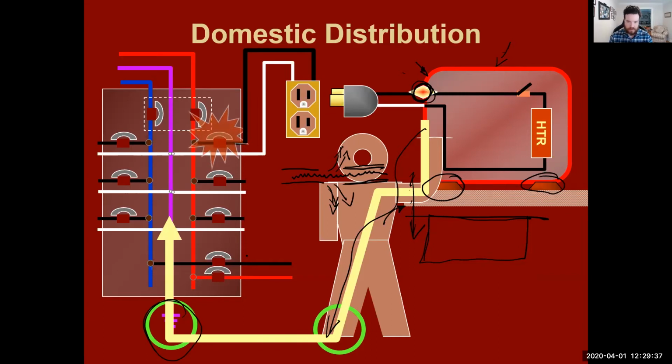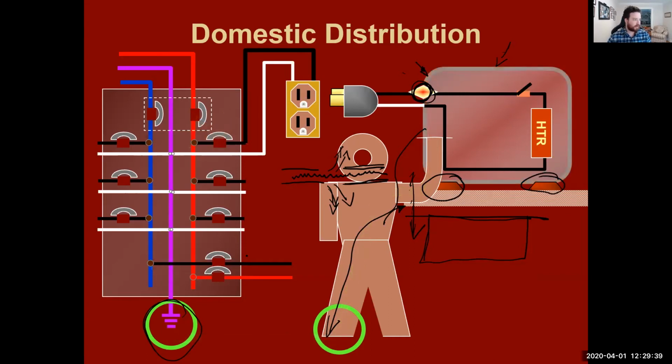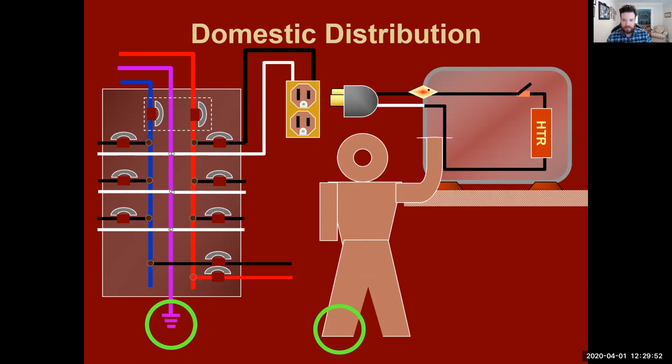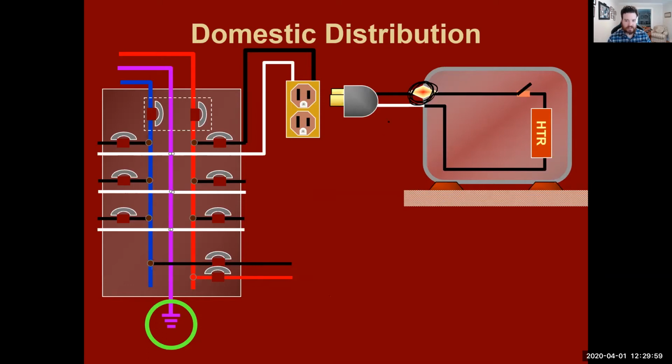So this center eye, this grounding wire that everyone talks about, is there to protect you in case anything happens on this wire. In order to protect you, they have these ground wires. It's connected to the ground in the circuit breaker.